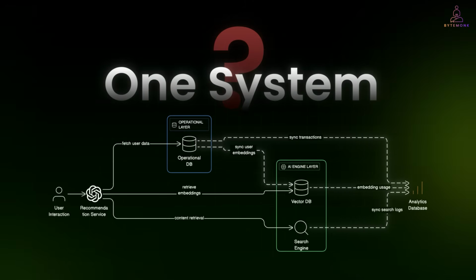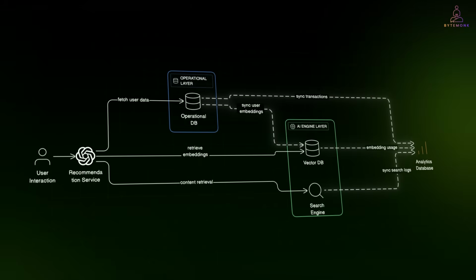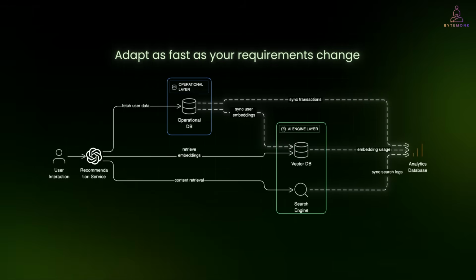So the question becomes, what if you could handle all of this in one system? And more importantly, what if that system was actually built to evolve with your application? Because here is the thing about AI applications. They change constantly. New models come out, you need different embeddings, your data structure shifts. Having a foundation that can adapt as fast as the requirements change, that's what we are going to explore today.